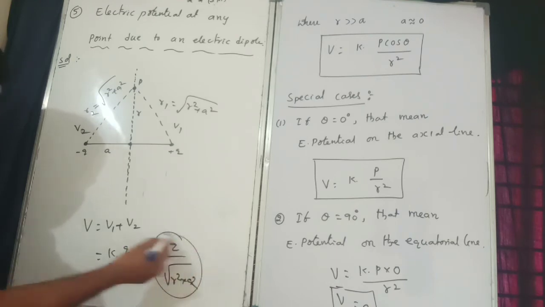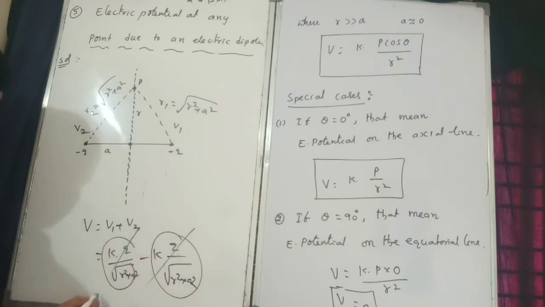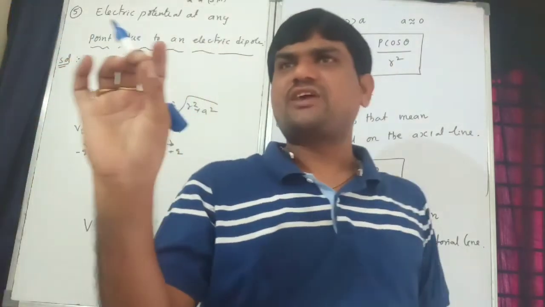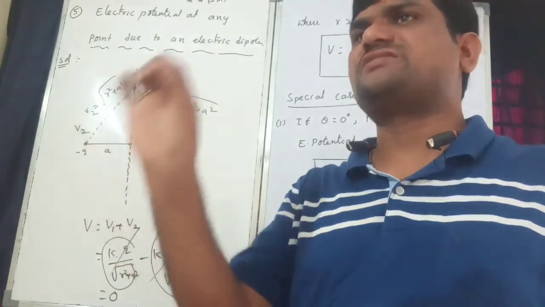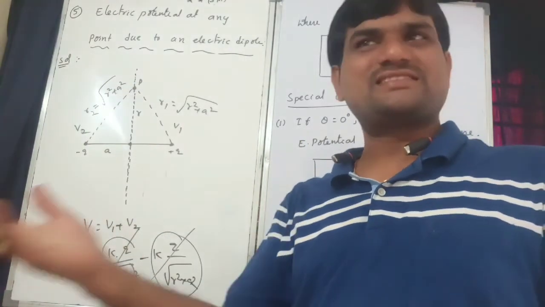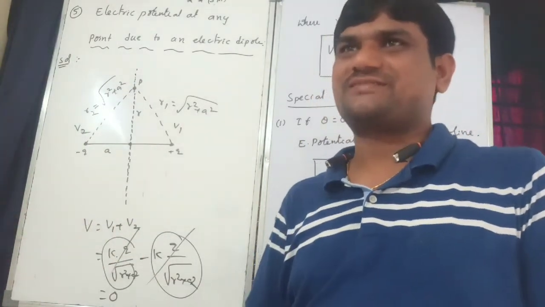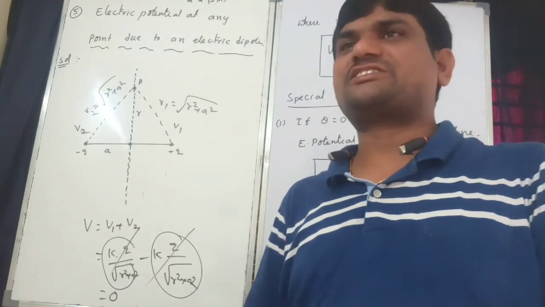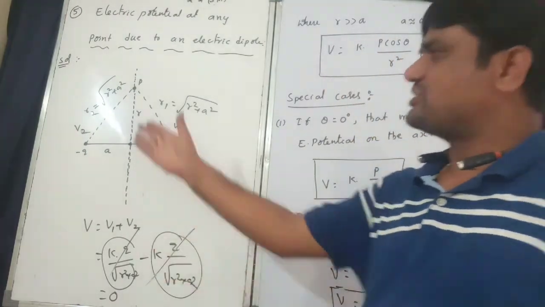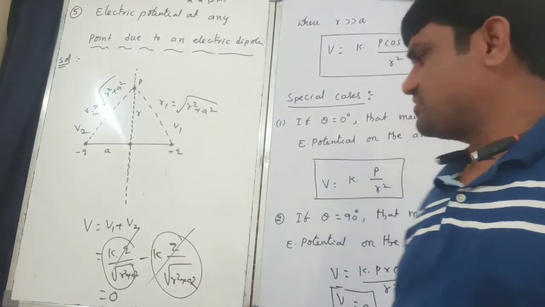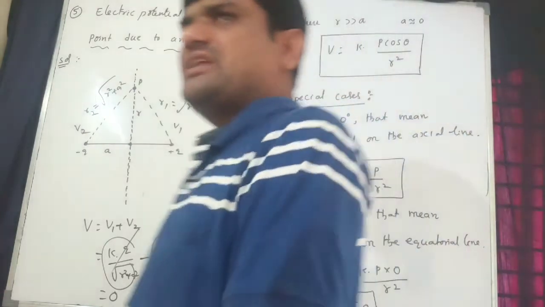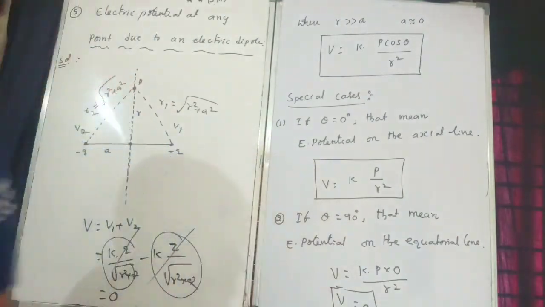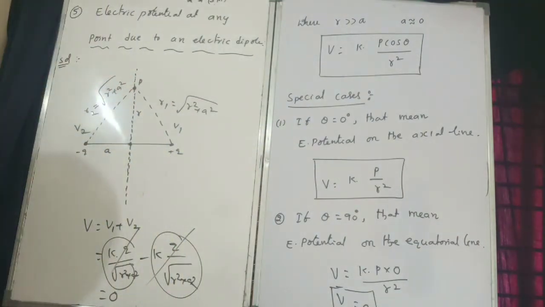So this is the minus, this is the positive. So what happened? V at that point is equal to 0. Correct? That's what on the equatorial line, the electric potential is 0. Why? Because this is a scalar quantity. There is no direction. Correct? As well as the magnitudes are equal. So that's why here on the equatorial line the potential is 0.